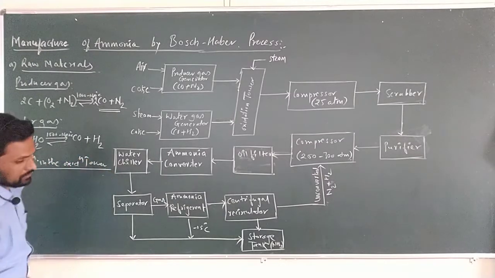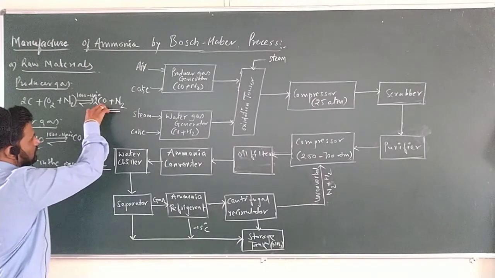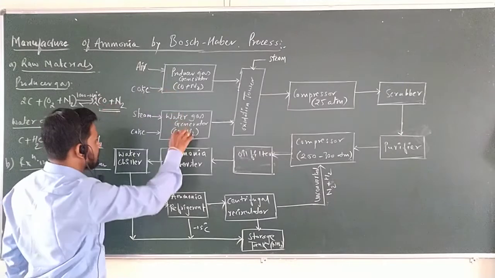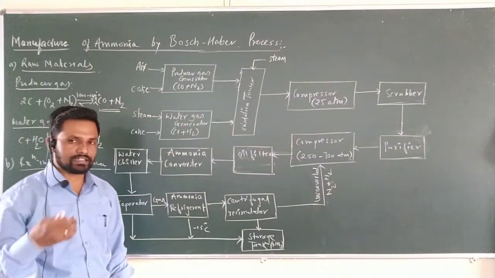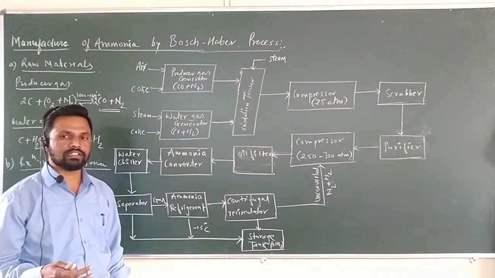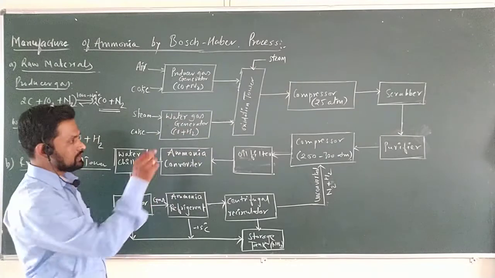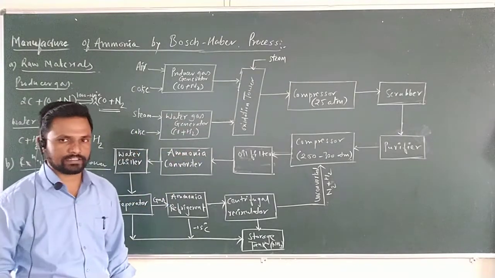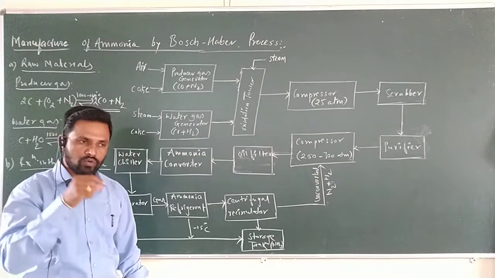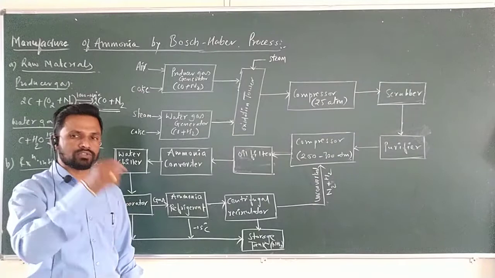What will happen here? We can see the formation of carbon monoxide from both the producer gas and the water gas. Carbon monoxide, as we know, is very hazardous and very toxic as compared to carbon dioxide. So what do we have to do in the oxidation tower? In the oxidation tower, the carbon monoxide is converted into carbon dioxide, and the formed carbon dioxide is dissolved with the water to form H2CO3.